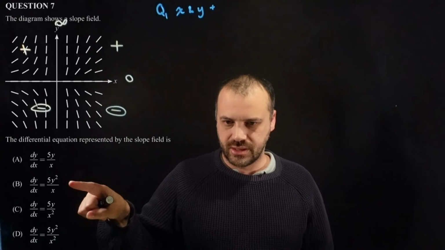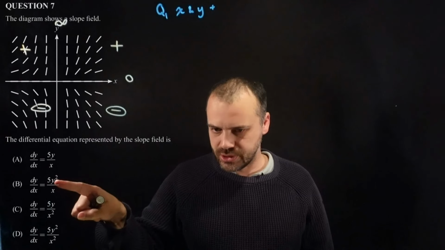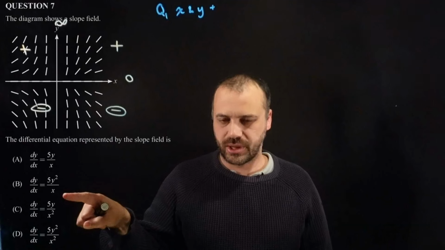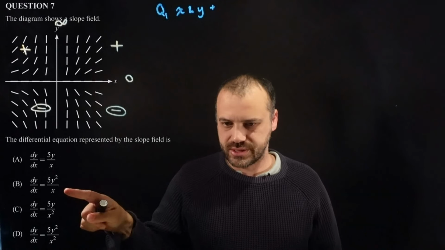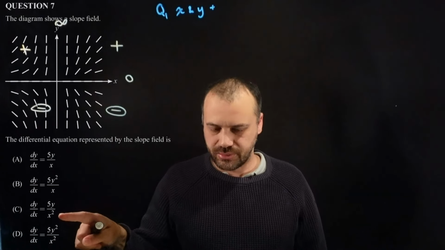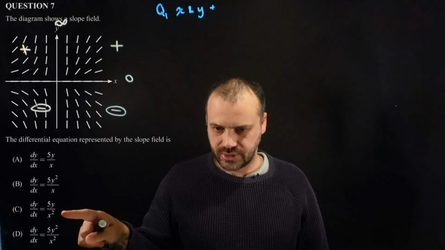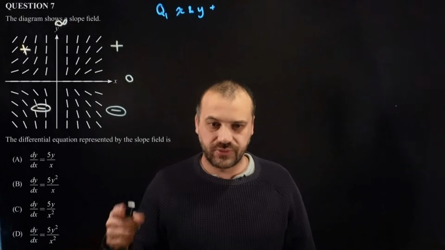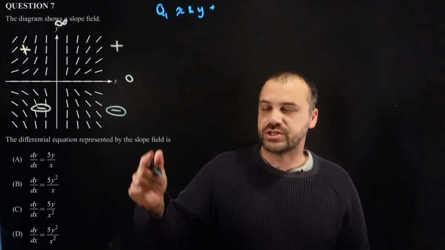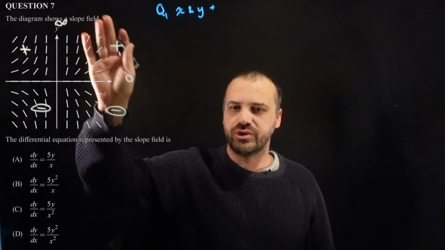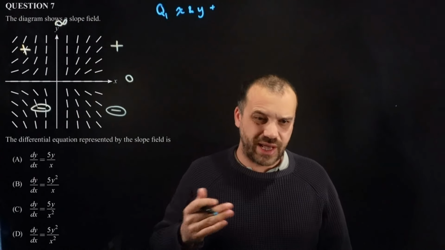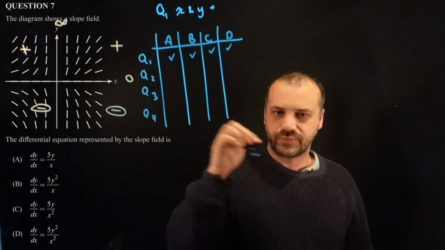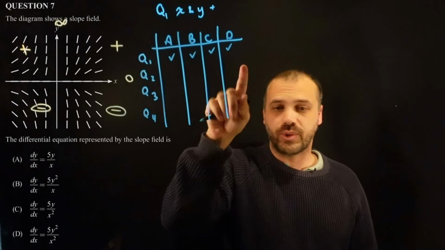What about B? A positive squared is still positive. So 5y squared is positive. Positive divided by positive, positive. B might be our answer. What about C? Positive divided by a positive. Positive might be our answer. And D: a positive divided by a positive. Positive might be our answer. All right, so we've looked at quadrant one, and quadrant one hasn't helped. Everything could be an option here. A nice little table might help. So in quadrant one, everything works.